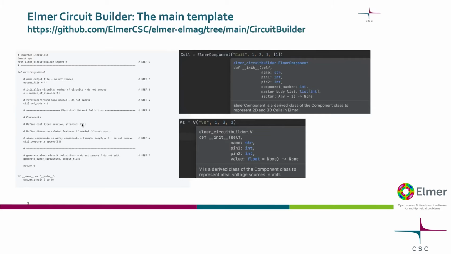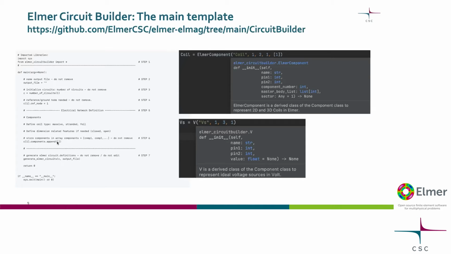Assign the type of coil you want to model, if it's massive, standard, or foil, if it's 2D or 3D. And it's also very important that you assign if it's a closed coil or an open coil, and I'll get into that later so you understand the difference between the two. And last but not least, you're gonna include all the components you defined up here in this list.